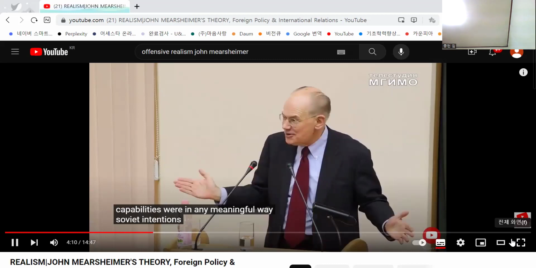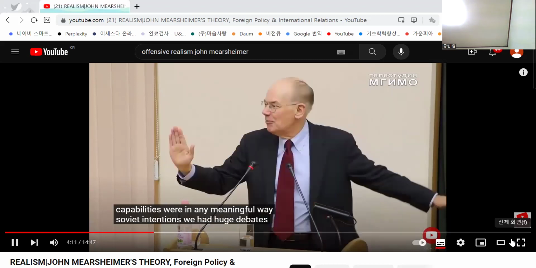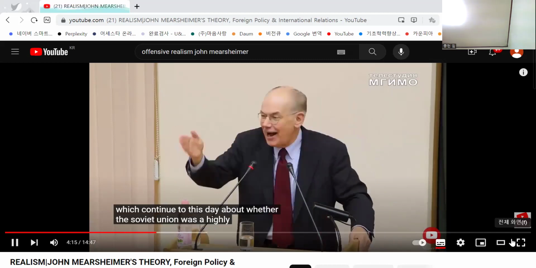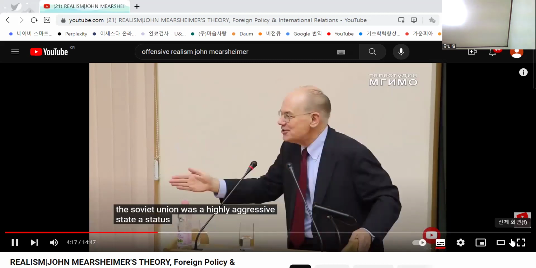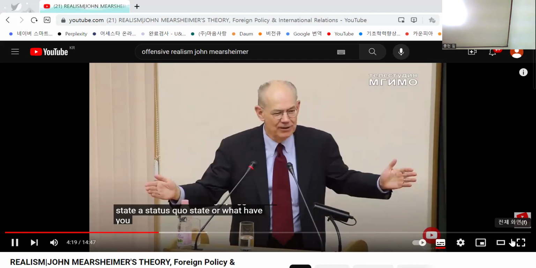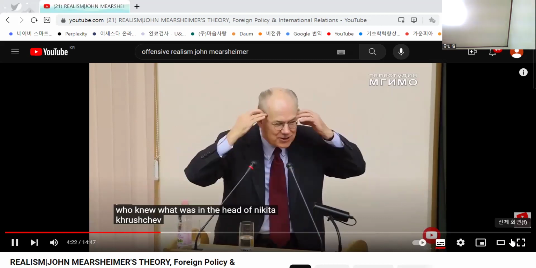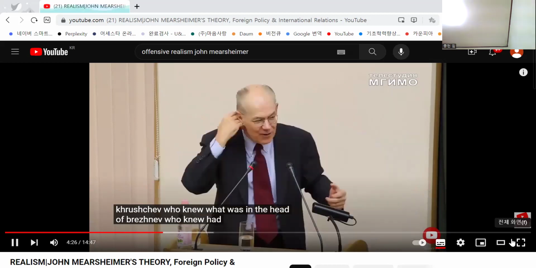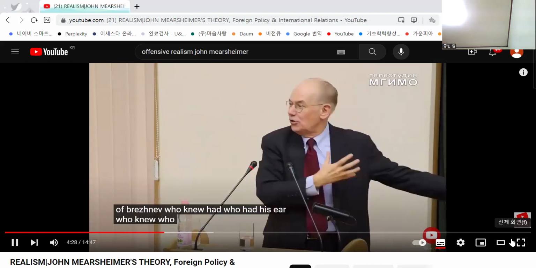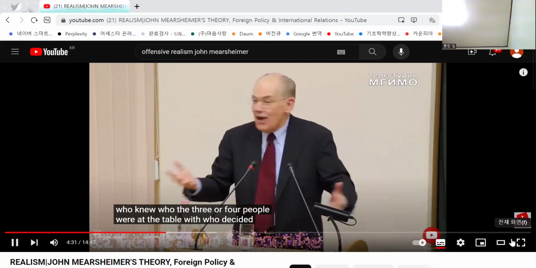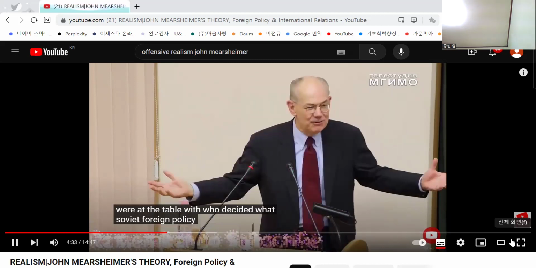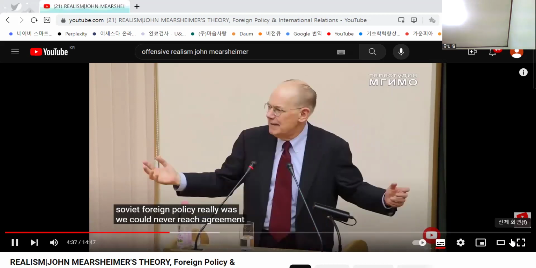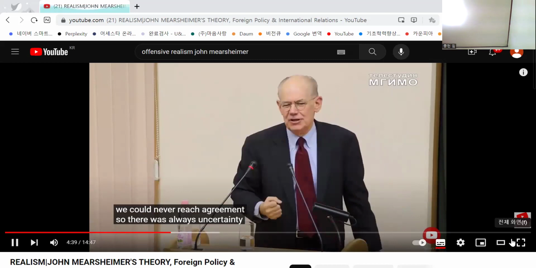Soviet intentions, we had huge debates, which continue to this day, about whether the Soviet Union was a highly aggressive state, a status quo state, or what have you. Who knew what was in the head of Nikita Khrushchev? Who knew what was in the head of Brezhnev? Who had his ear? Who knew who the 3 or 4 people were at the table who decided what Soviet foreign policy really was? Well, we could never reach agreement. So there was always uncertainty about intentions.